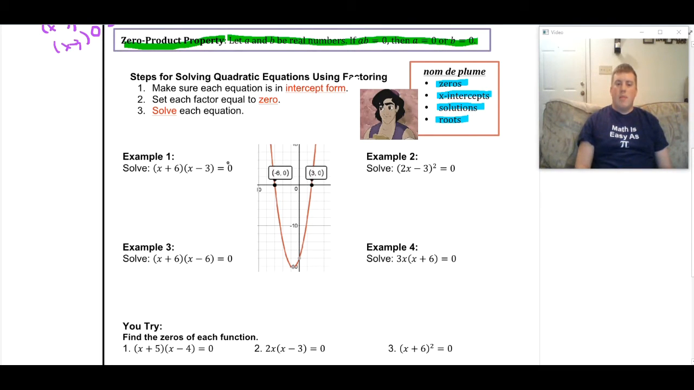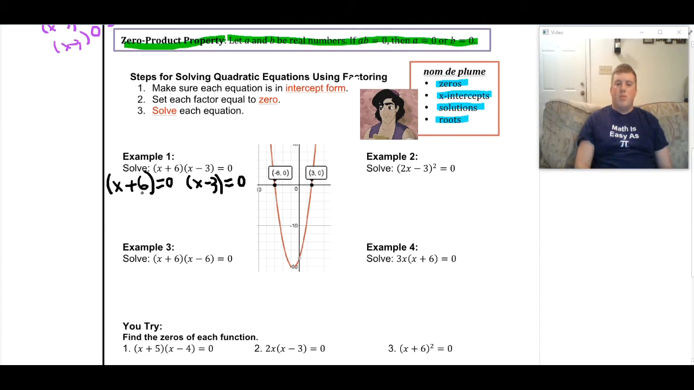So we know that the sum has to be 0, and we are going to set it equal to 0 if it doesn't specifically do that when we're asked to solve. And so what we need to do now is set each factor equal to 0. So I'm going to take the first factor, x plus 6, and set that equal to 0. And I'm going to take the second factor, x minus 3, and set that equal to 0.